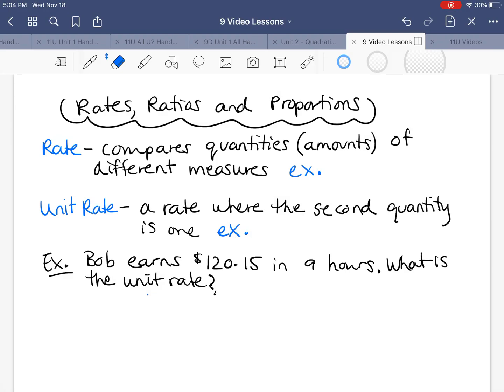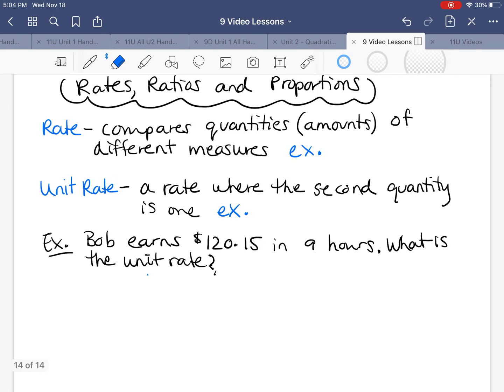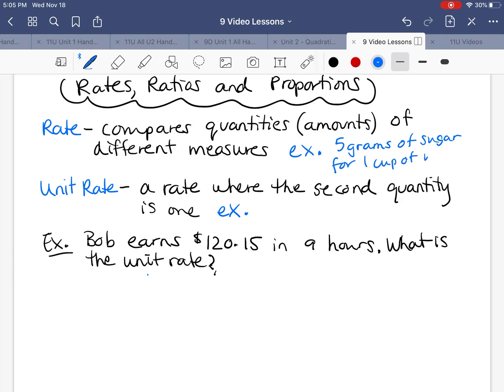Let's review rates, ratios, and proportions. These are things that you likely went over in grades 7 and 8, so we're just going to hit the highlights. A rate compares quantities or amounts of different measures. For example, we might say that we need 5 grams of sugar for 1 cup of water.